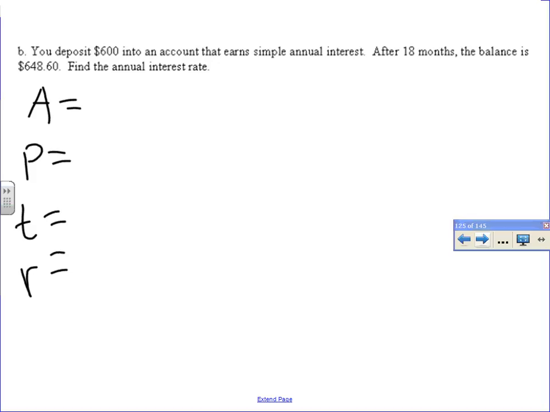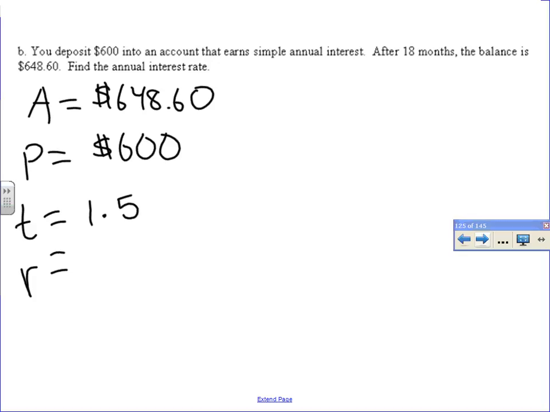What is A, Abigail? Good. $648.60. What is P, or in other words, the principal in this one? Kevin? Good. $600. What is T? I know you guys are going ahead. Alexis, what's T? Good. 1.5 or 3/2. It doesn't matter. And what is R, Gio? Good. Question mark. We need to find R.